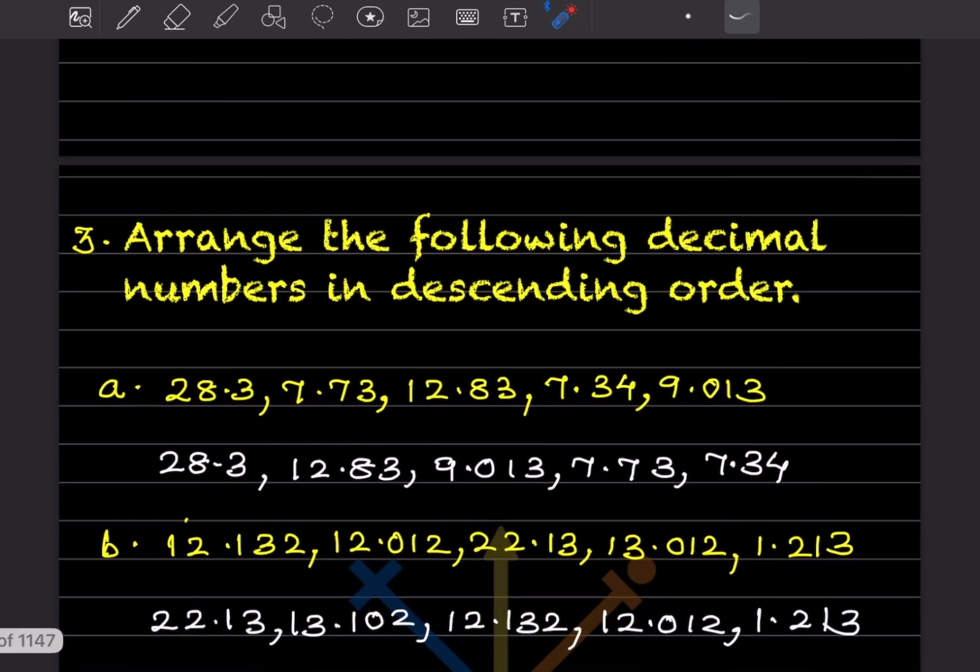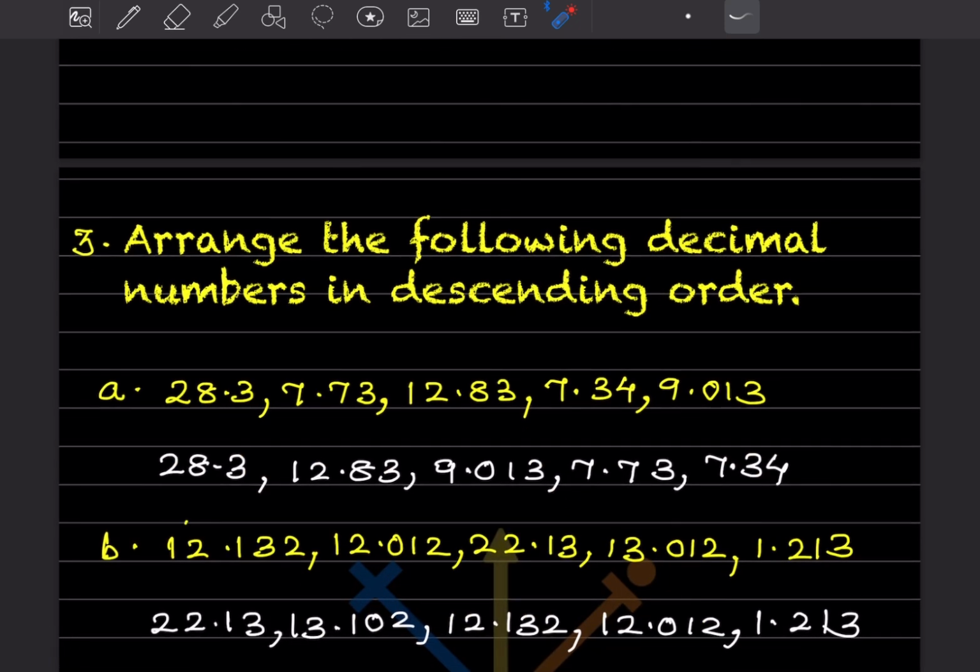Here arrange the following decimal numbers in descending order. Descending means from big to small. So which is the bigger number? Let us see the whole part. So 28 is bigger, 28.3. Then 12.83, we are going from big to small.